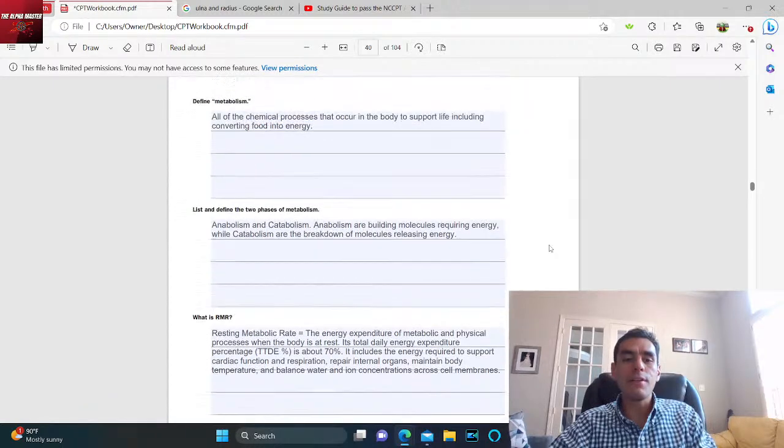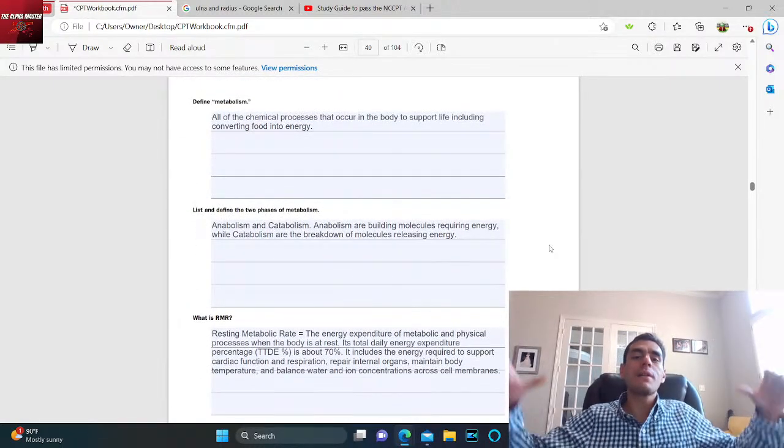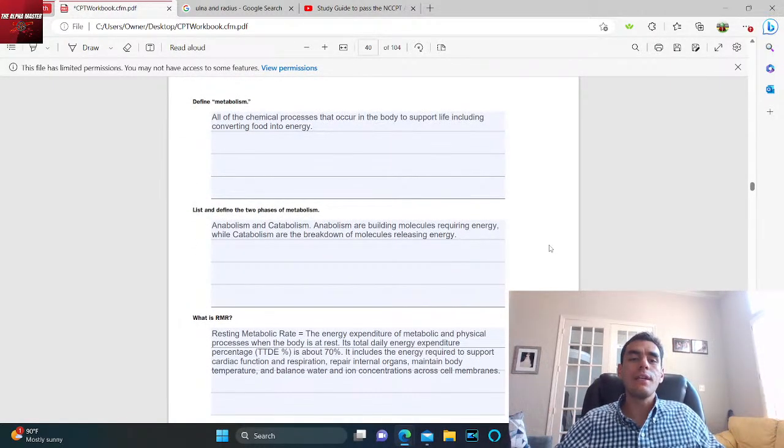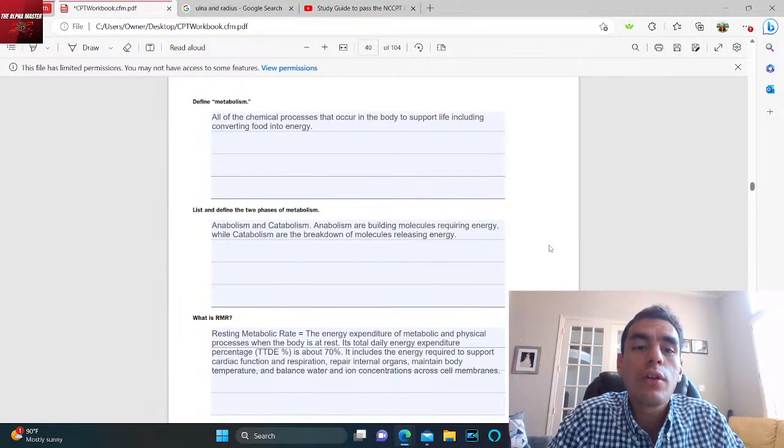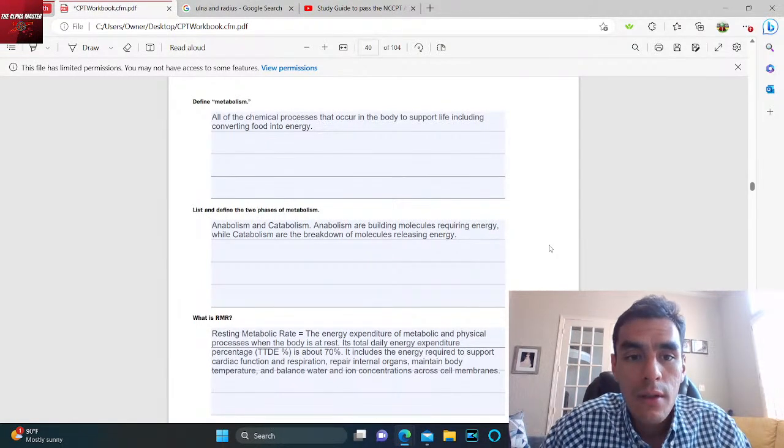Now, metabolism is all of the chemical processes that occur in the body to support life, including converting food into energy. It's a homeostatic process. Remember, metabolism is a homeostatic process. Metabolism is the sum of all of the chemical processes that occur in the body to support life, including converting food into energy.